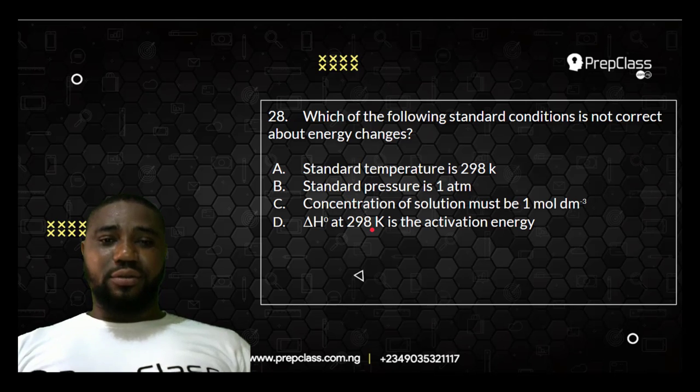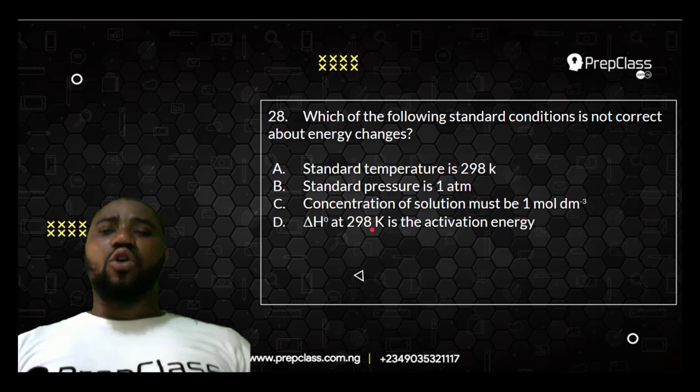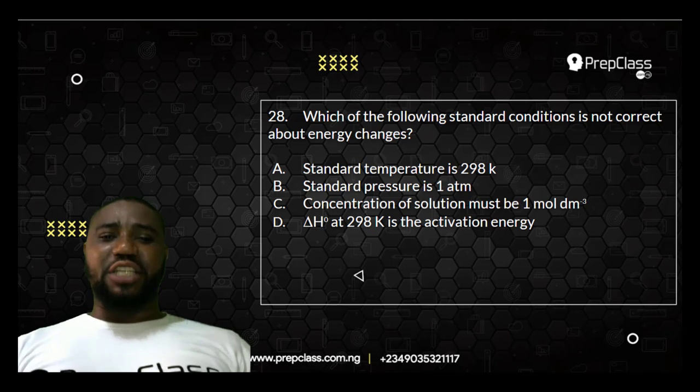Number 28. Which of the following standard conditions is not correct about energy changes? A. Is it that the standard temperature is 298 Kelvin? B. Is it that the standard pressure is 1 atm? C. Is it that the concentration of solution must be 1 mole per dm cube? And D. Is it that the heat of reaction will always be at 293 Kelvin, which is activation energy?